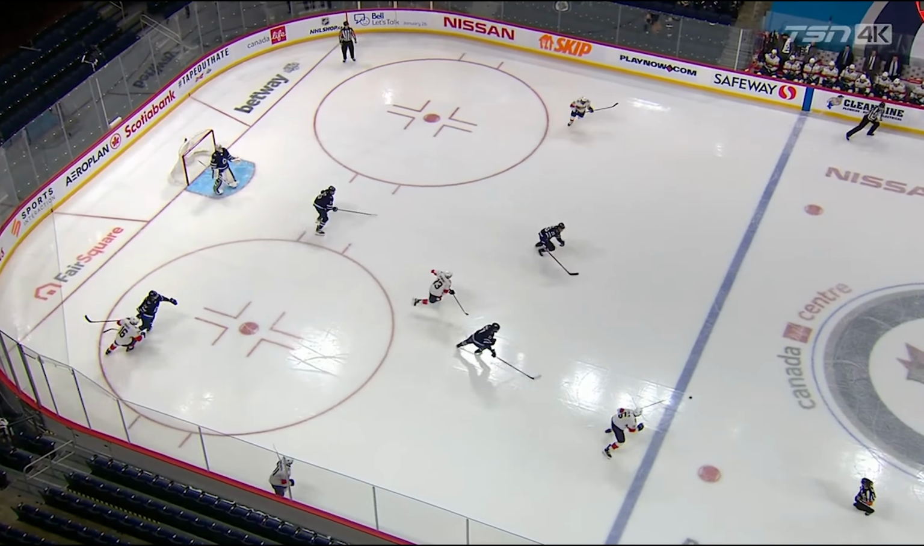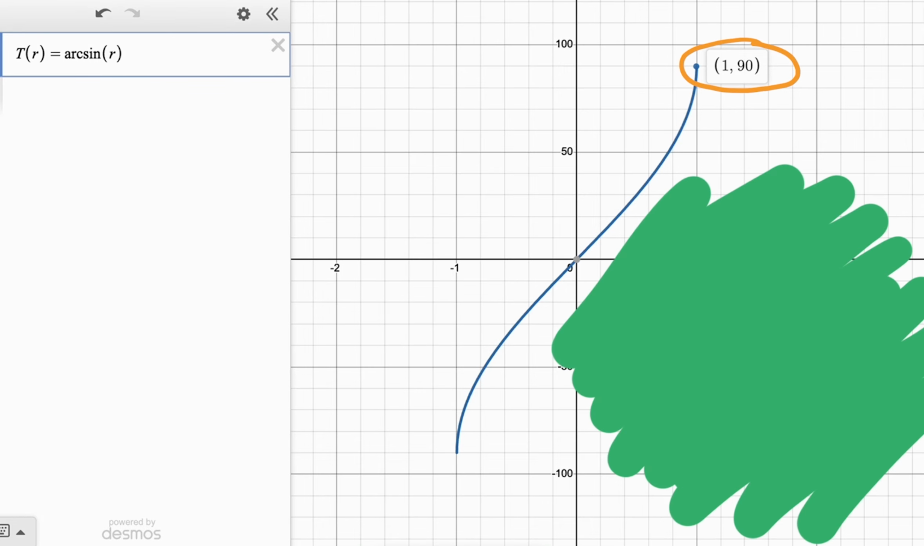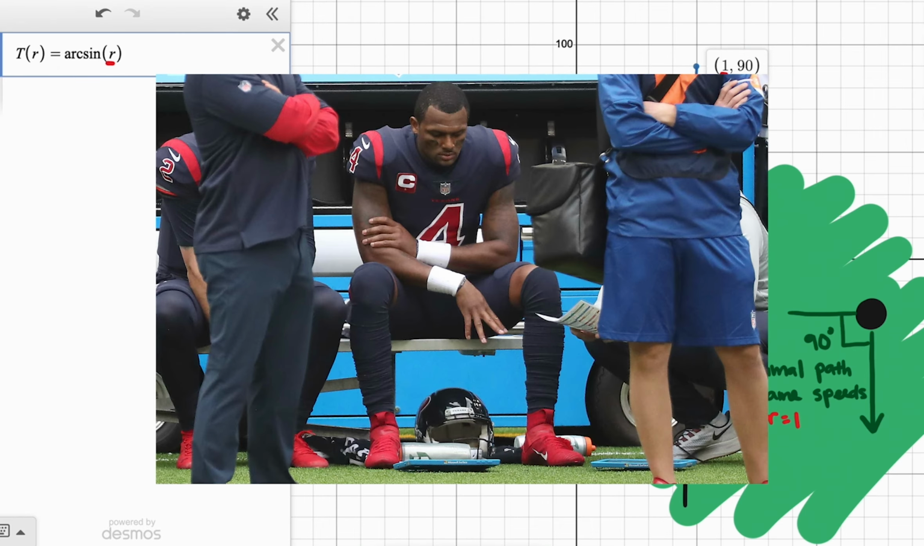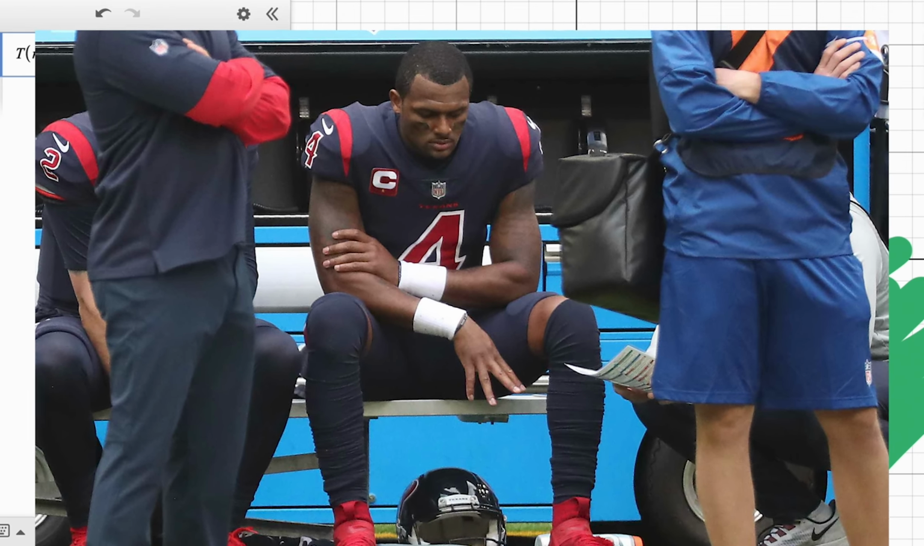Taking the same approach doesn't help here because if the DB and the ball carrier have the same speed, then the model says to go straight down the field and not run towards the ball carrier at all. Following that strategy is going to get that DB pulled from the game immediately. So let's take a different approach.